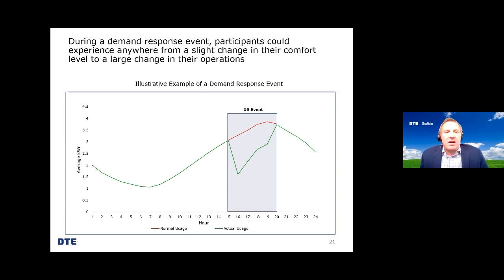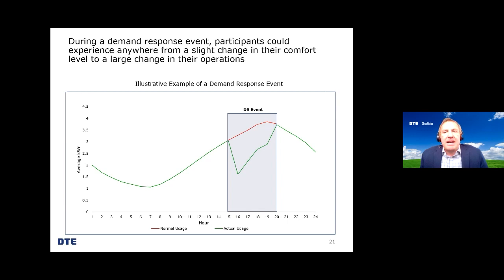When a DR event is called, participating customers will receive a notification, which is dependent on the program the customer is enrolled in, alerting them of the event. The company attempts to notify DR customers at least an hour before the event is scheduled to begin. The length of the event isn't always known at the time, but usually events only last a short period of time. In this illustrative example, the green line represents the customer's load on the day the event is called.